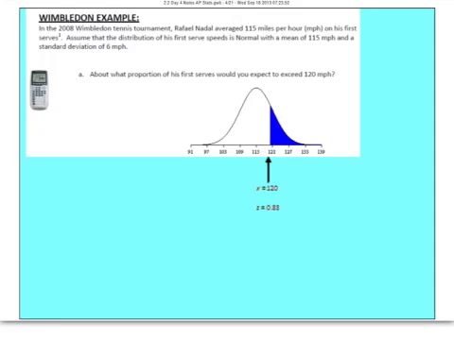In the 2008 Wimbledon tennis tournament, Rafael Nadal averaged 115 miles per hour on his first serves. Assume that the distribution of his serve speed is normal with a mean of 115 miles an hour and a standard deviation of 6. Again, we have to know or make this assumption that it's normal, otherwise we cannot use this method. A, about what proportion of his first serves would you expect to exceed 120 miles an hour?